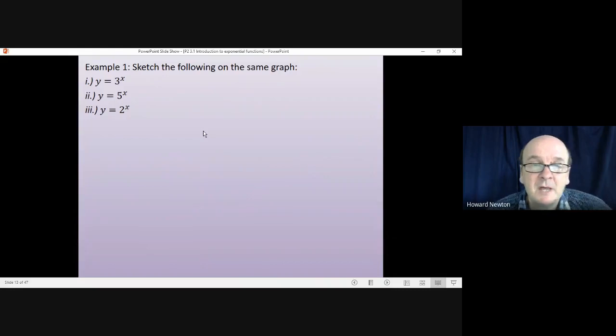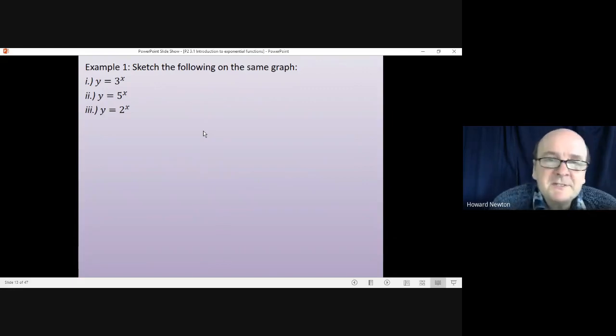Okay, let's do an example of just thinking about how different values for a do give you different looking graphs. So you're asked to sketch these 3 graphs on the same set of axes. You don't need to do accurate scales or anything like that. You've just got to get the general shape right and show how the graph changes if we do change this number. Now, just to give you a little bit of help, the bigger the number you have, the faster things happen.